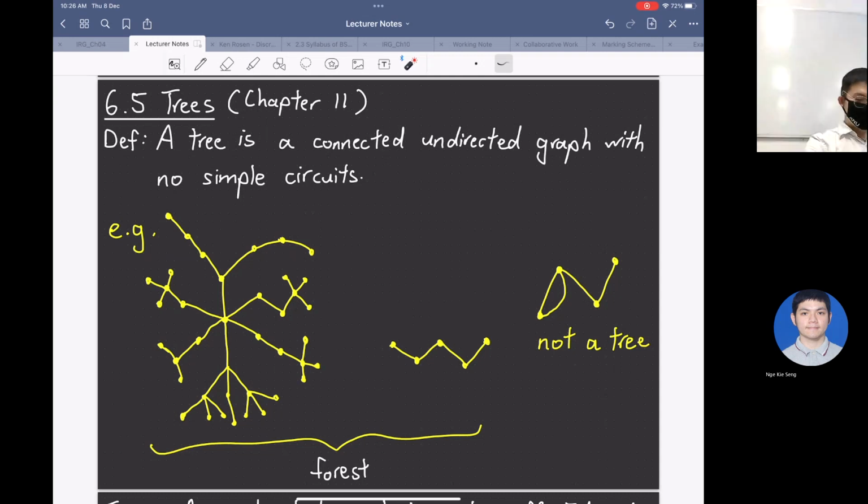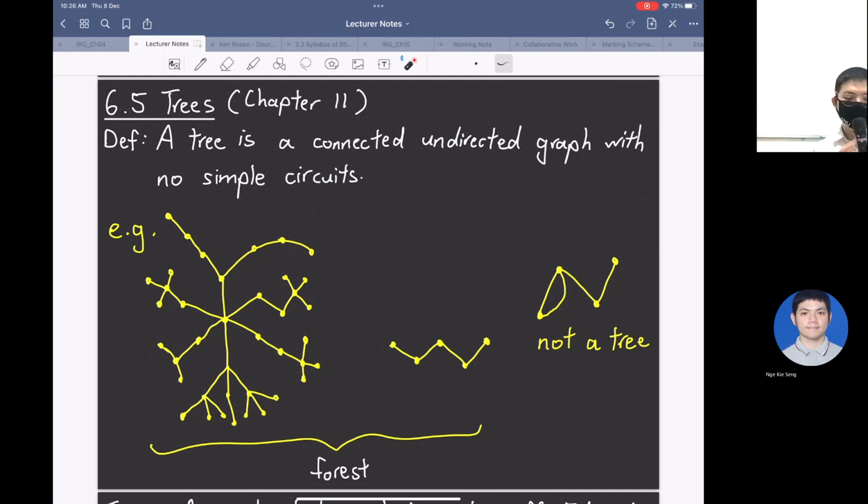Okay. So now we talk about trees. Okay, Christmas trees. You can think about Christmas trees. You can also think about coconut trees, durian trees, banana trees. Huh? No, it's not phrases.